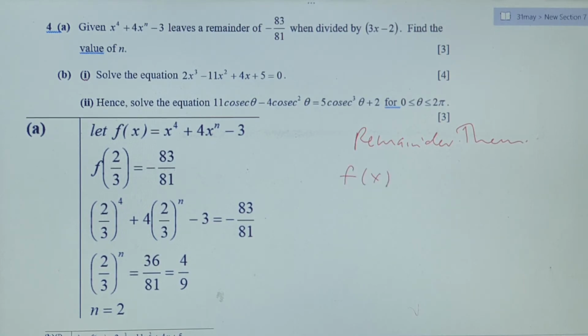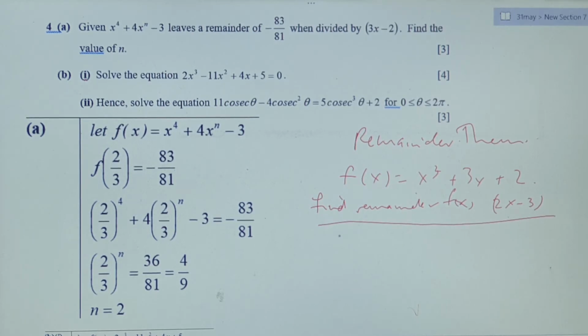Let's say f(x) equals maybe like that. Example, okay? Then I want you to find the remainder when this f(x) is divided by, let's say, 2x minus 3. Okay? So that's the question.